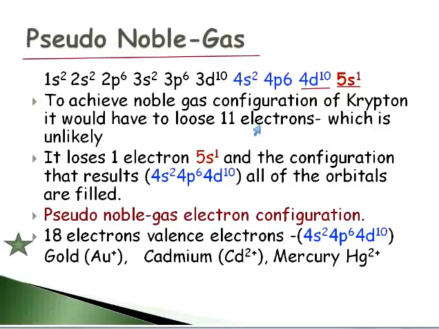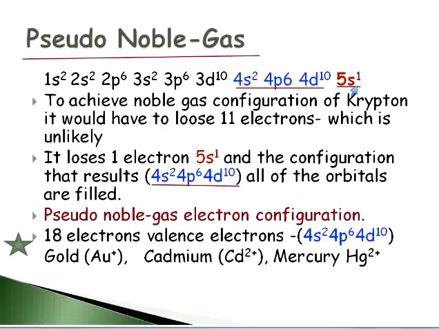Which is unlikely. It's really a lot of electrons to lose. So what happens is it actually loses one electron, the 5s, and in the configuration that results, all of the orbitals are full. Now we have s2p6d10 orbitals. We have these full, and I have these in blue. It's not the electron configuration of noble gases, which is s2p6. This is s2p6d10, so this is called the pseudo-noble gas electron configuration. We have 18 valence electrons.